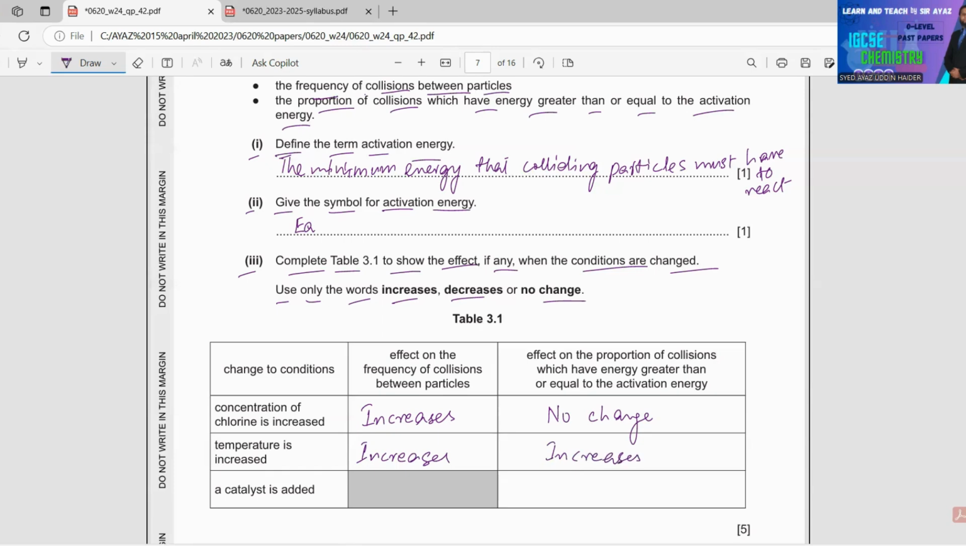What about the last one? When you are adding catalyst, it will also increase the proportion of collisions which have energy greater than or equal to the activation energy. So you'll write increases.